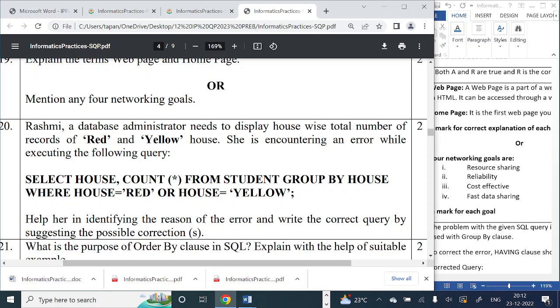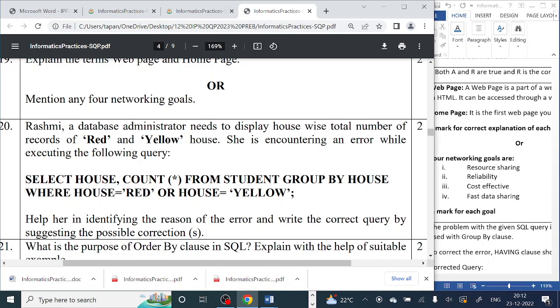So here by mistake she has used where house equals to red or house equals to yellow. So here group by clause, whenever we use group by clause, then we should use having to check the condition. And so this is a query of group by. So we will try to help her. Question is help her in identifying the reason of the error and write the correct query by suggesting the possible corrections. So here the mistake is instead of where she should use having.